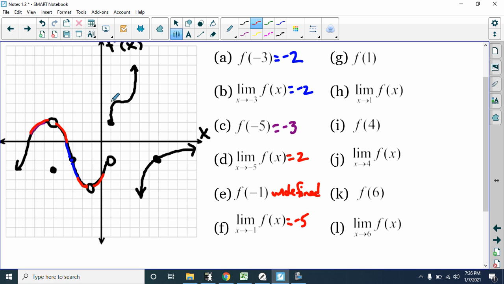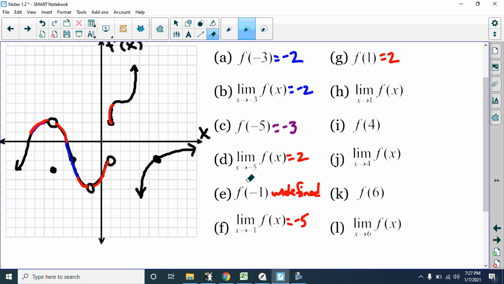F of 1, when x is 1, my y value is 2. As I get close to 1, as I come in from the right side, I'm getting closer and closer to 2. As I come in on the left, though, I'm coming into a different y value. Those are not the same y value on both sides. That is a jump. Therefore, the limit does not exist.